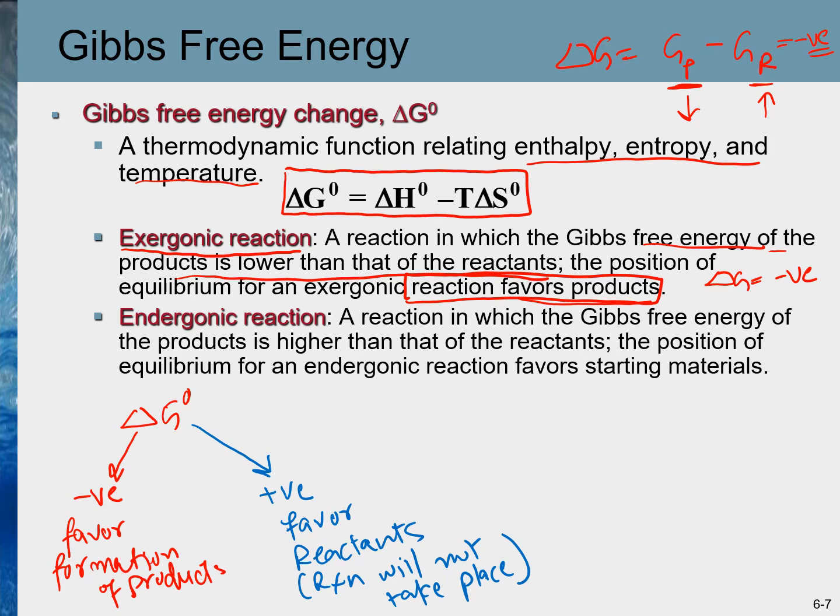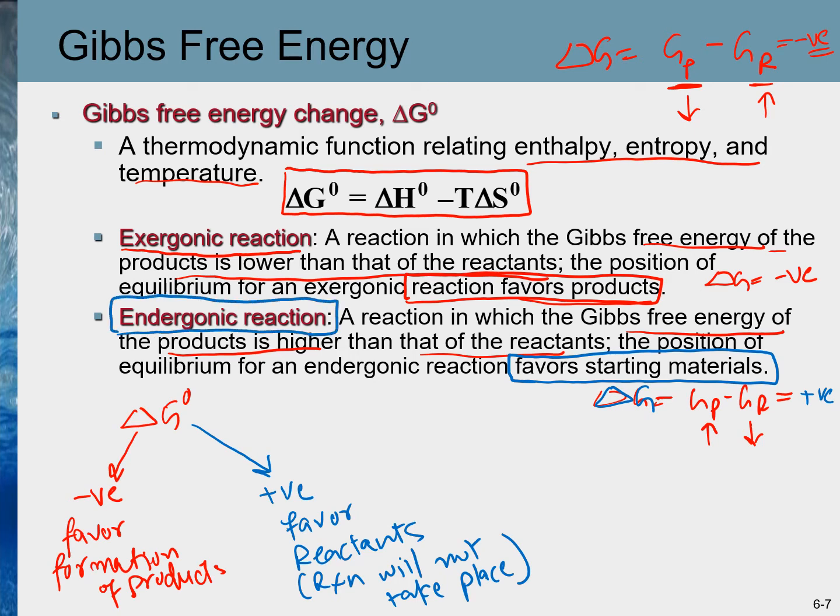On the other hand, the reactions in which the Gibbs free energy of product is higher than that of reactant. In these cases, remember delta G is equal to G product minus G reactant. So now product energy is higher and reactant energy is lower. So therefore, overall this value will be positive. In these cases, delta G value will come out to be positive and these reactions favor the starting material. The meaning of favoring starting material means that the reaction will not go towards the product side, hence the reaction will not take place. These kind of reactions are known as endergonic reactions.